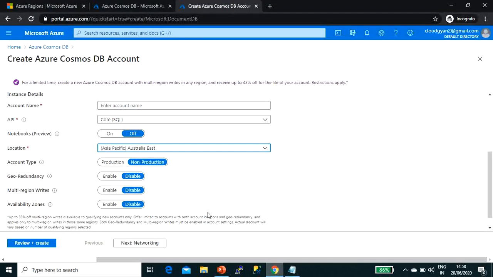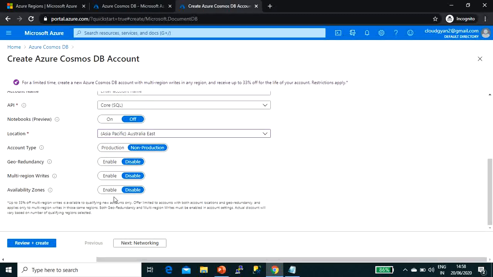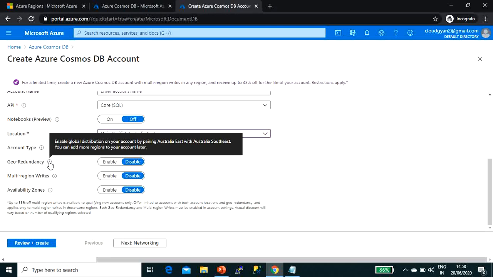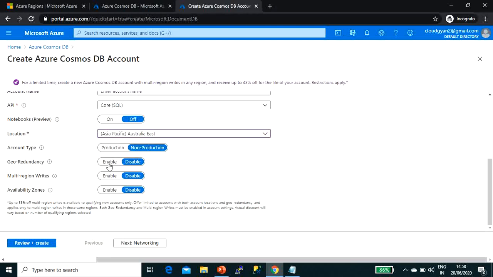Let me take you through the different things here. As I said, this is the geo-redundancy that you can enable by having more than one region. Then there is whether you want multi-region writes, that means whether you want write capability built on more than one region. This is how you can enable it. Along with spanning across regions, you also choose whether to have the availability zone enabled or not. So these are the three important things to consider in a high availability implementation.